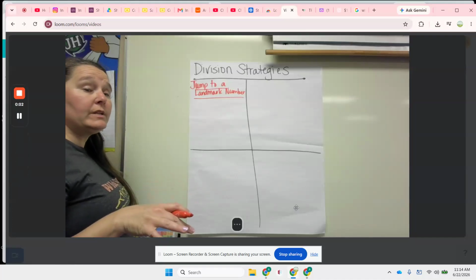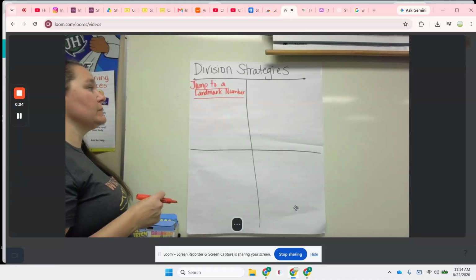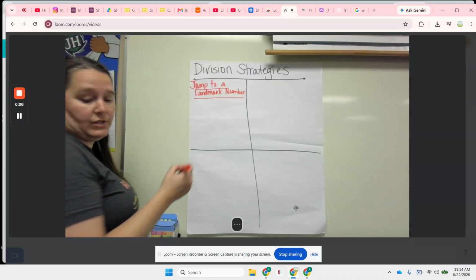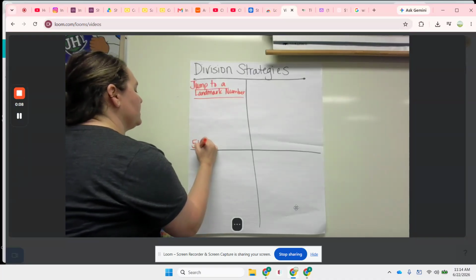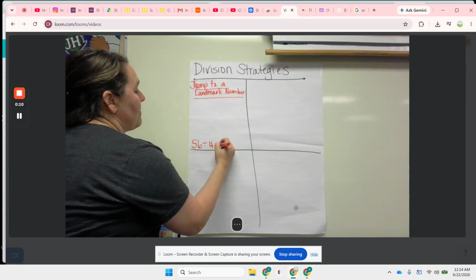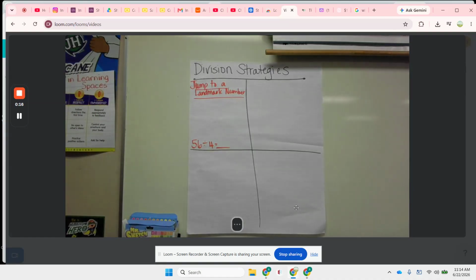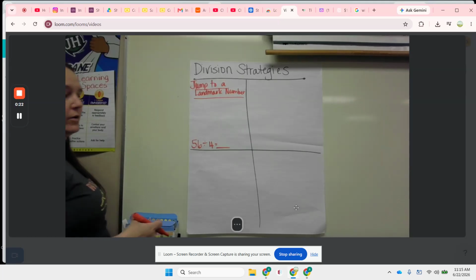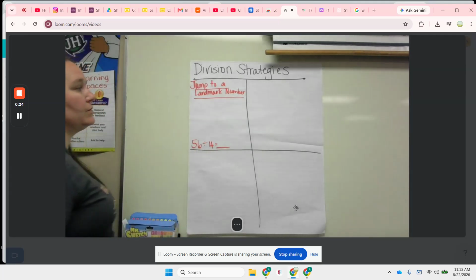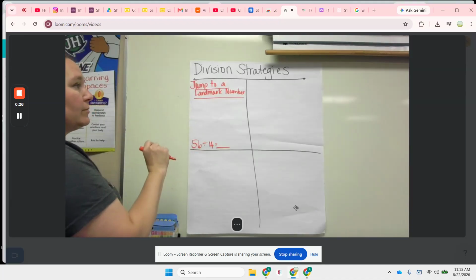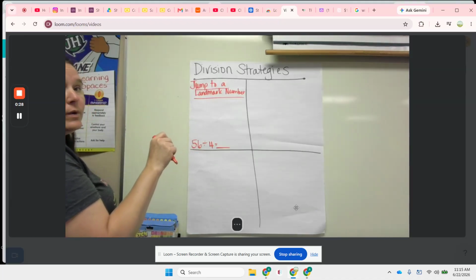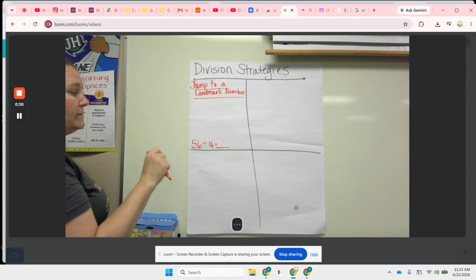Okay, so I knew I would get questions once I was doing multiplication of larger numbers about division strategies for larger numbers as well. Now, my students don't usually see these division strategies until probably late February, early March, depending on our expectation, how far we get into our curriculum. But I always do start with jump to a landmark number. You'll notice on our previous anchor chart, this is where we left off with division.